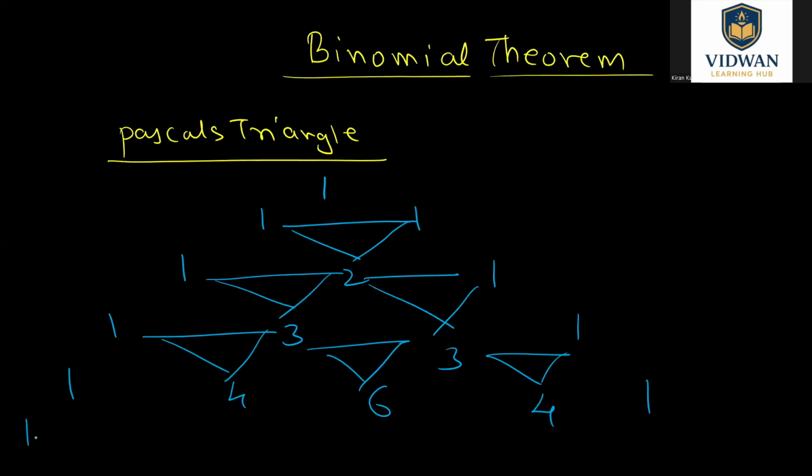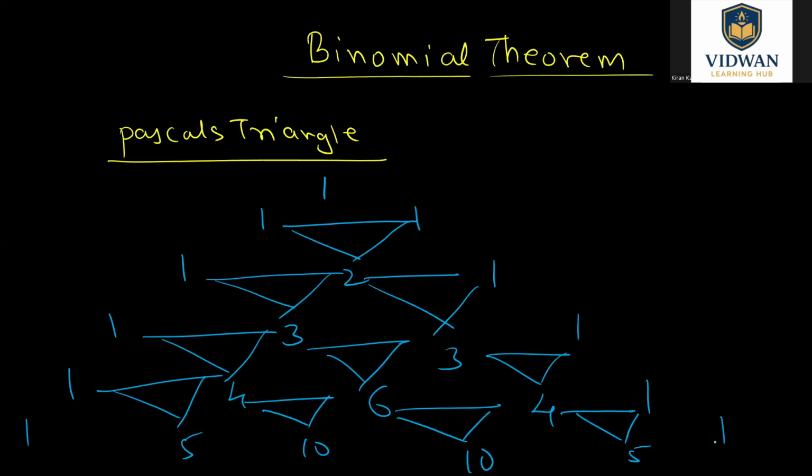So one more row I'll write, 1 on either side. Add these two, you are going to get 5. Add these two, you will be getting 10. Add these two, you will be getting 10. Add these two, you will be getting 5. Then again, this is 1.